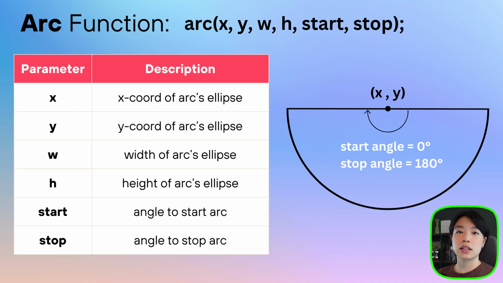An arc function takes in a total of 6 arguments, similar to an ellipse function, where the first 4 are the x and y coordinates of the center of the arc, and then the third and the fourth are the width and the height, or the diameter of the circle. And then the fifth and the sixth are actually the starting and the ending angle where you want the arc to be.